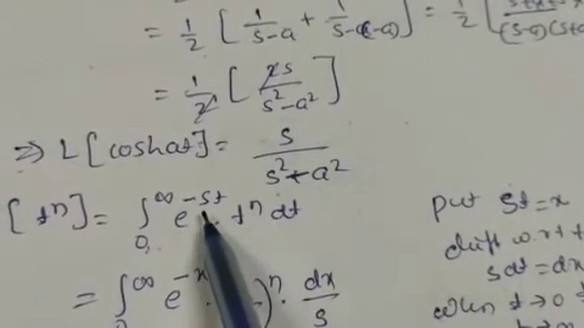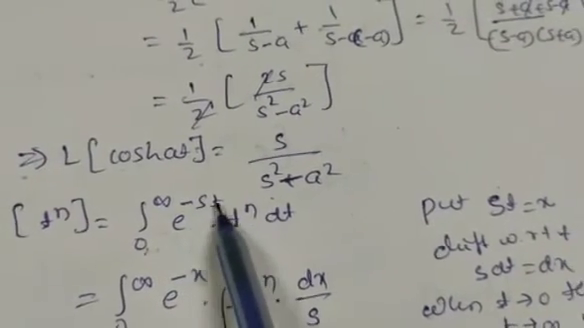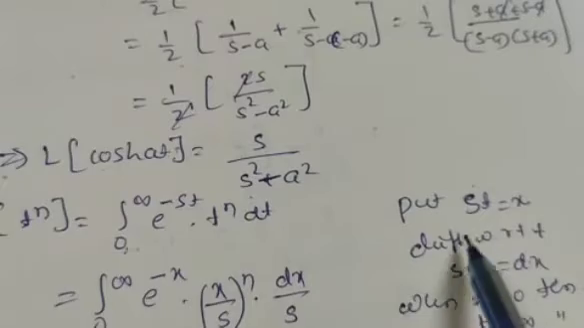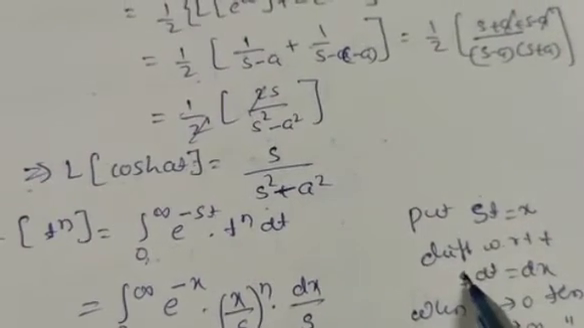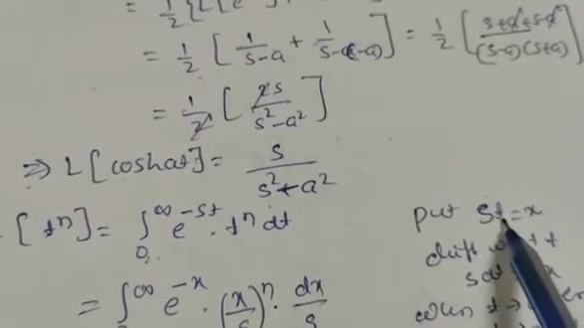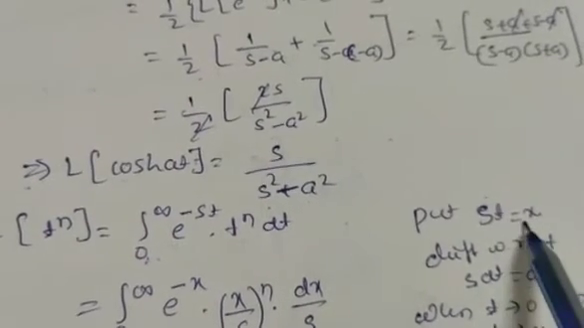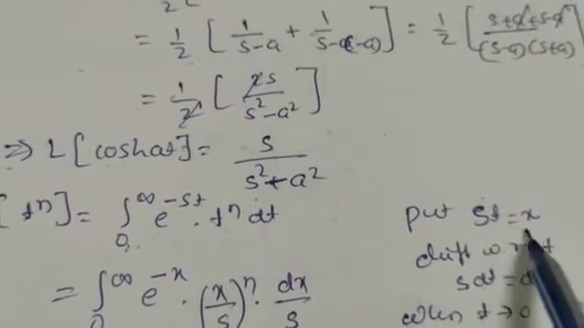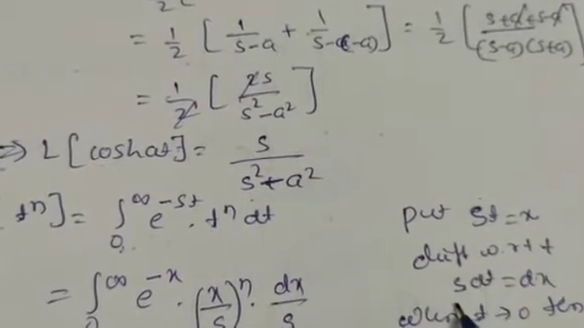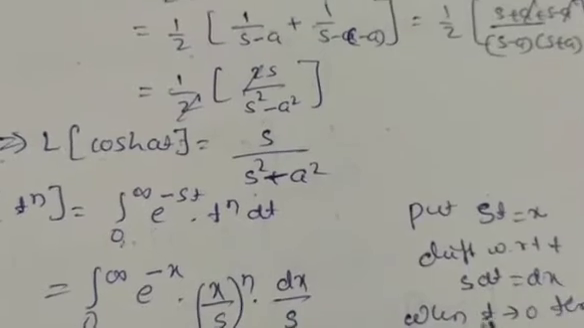Let us put here st is equal to x. Then differentiating on both sides with respect to t, s is as it is. The derivative of t is dt and the derivative of x is dx. Otherwise, it is s equal to dx by dt. Cross multiplying, you will get s dt is equal to dx.